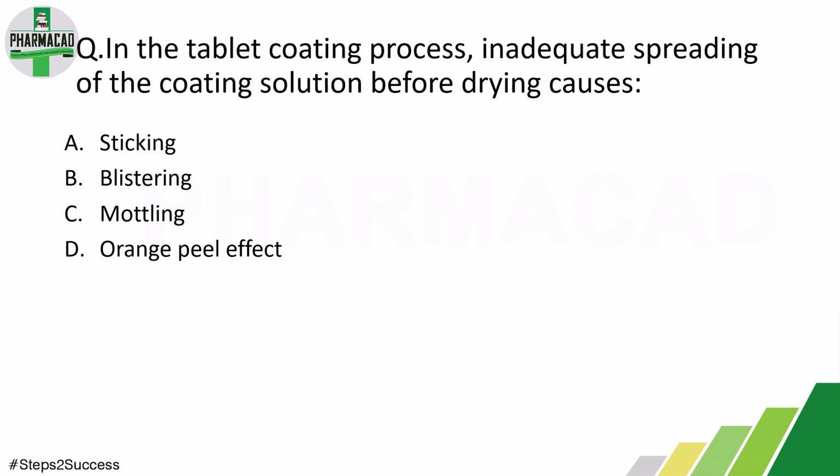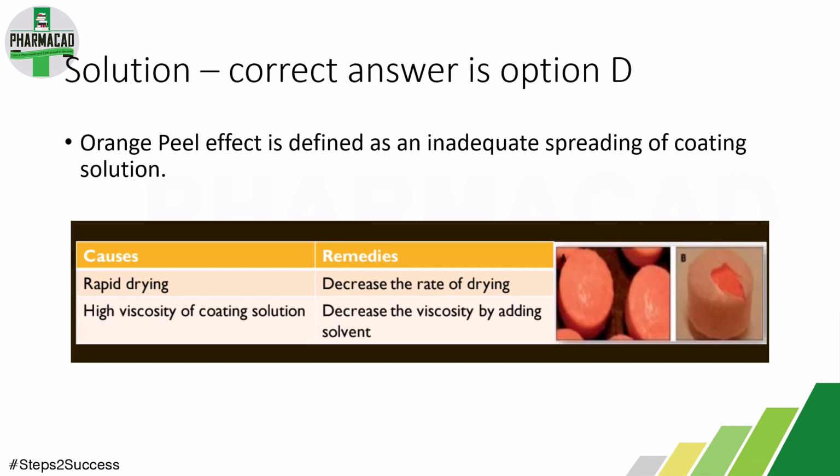So the next question: in the tablet coating process, inadequate spreading of the coating solution before drying causes option A sticking, option B blistering, option C mottling, option D orange peel effect. The correct answer is option D, orange peel effect.